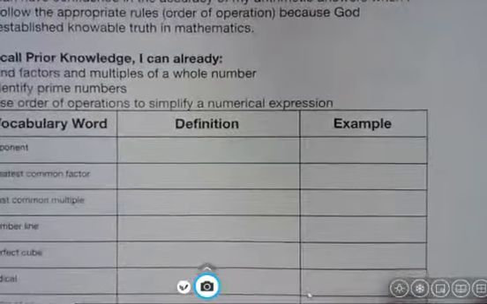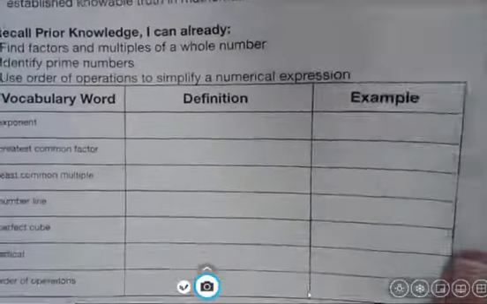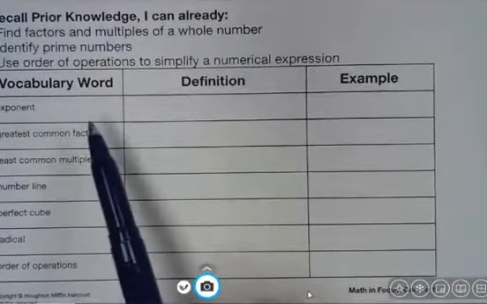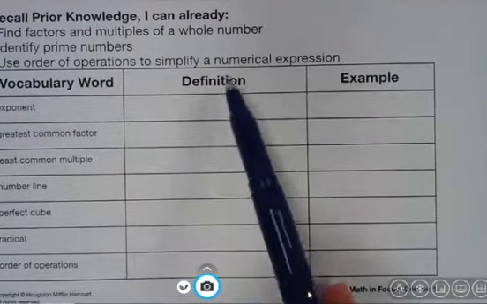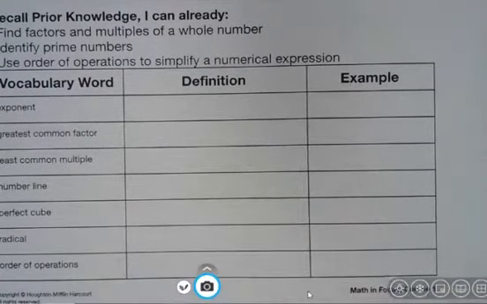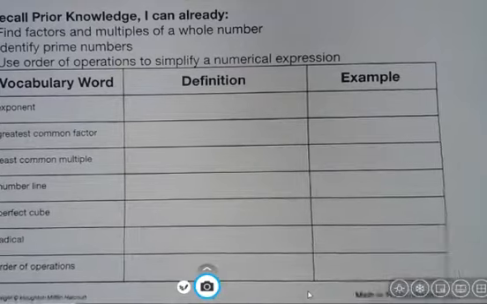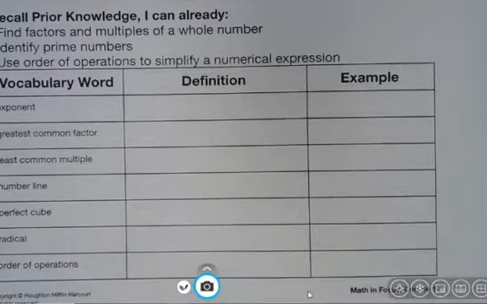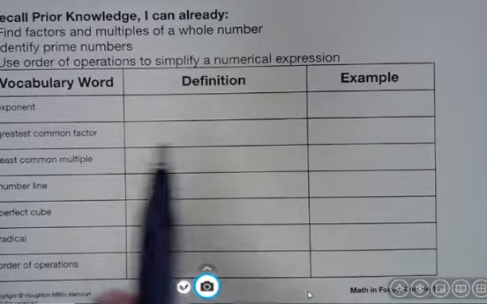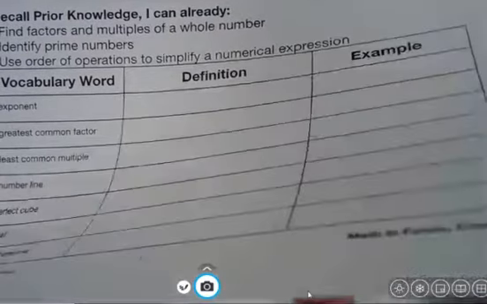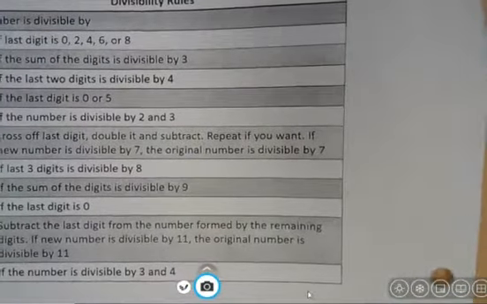This is some vocabulary terms that you'll go over this chapter. As you find them in your work, you will write down the definition and then an example. If you want to do them ahead, you can certainly look in the back of your book and find those definitions and get those done ahead of time. There are some divisibility rules here for you if you need a quick review on those. They may also be posted in your classroom.